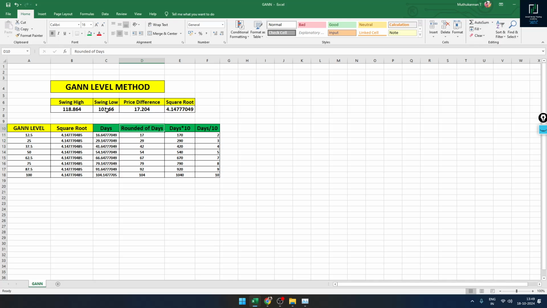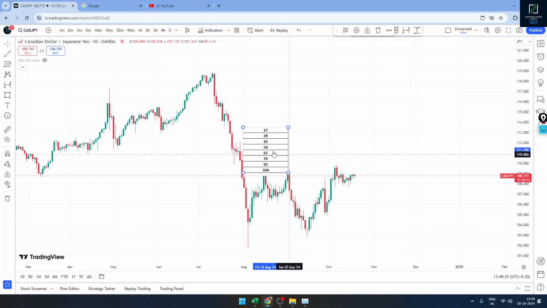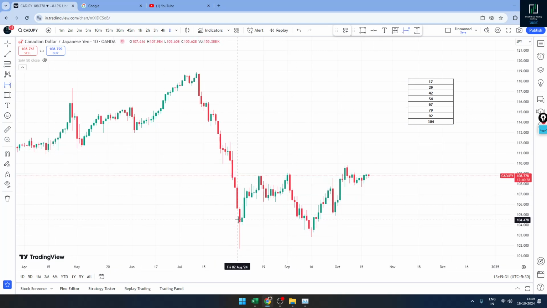Let's copy this, copy, and let's go and paste. It's here. Okay, 17th from this low, 17th candle. Let's see the 17th candle from the low. From the low, 8 candle, 12, 14, 15, 16, 17th.